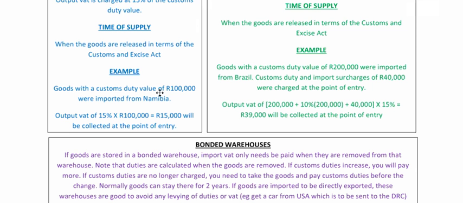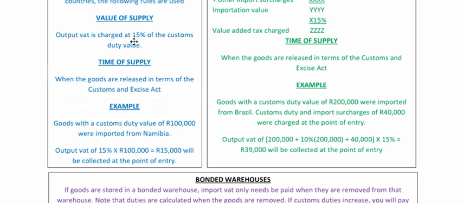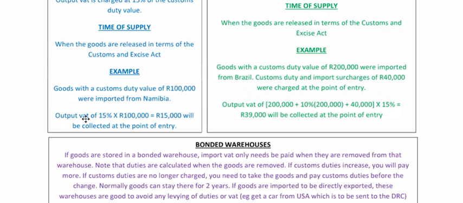It says goods with a customs duty value of 100 were imported from Namibia. So what's going to happen? It's customs duty value times by 15%. So what's output VAT? 15% times 100,000, 15,000 collected at the point of entry. It says goods with a customs duty value of 200 were imported from Brazil. Customs duty and import surcharges of 40 were charged at the point of entry.